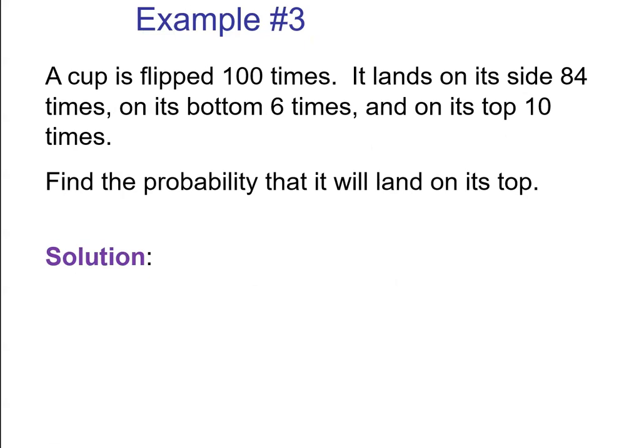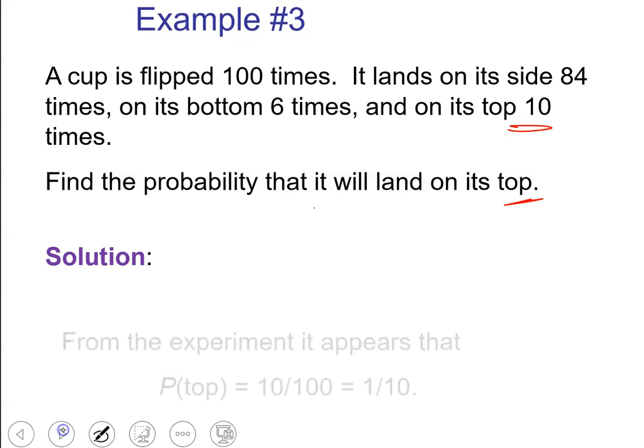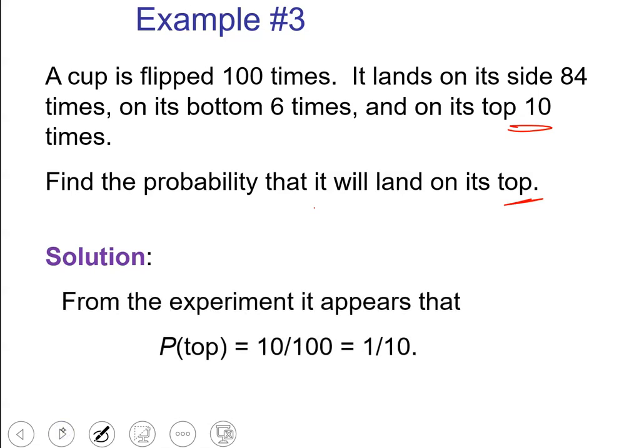So here we have a cup that is flipped 100 times. It lands on its side 84 times, bottom 6, and top 10. Find the probability that it is on the top. So again, the numerators are winners, so to speak. We're looking for how many? Well, that's 10 out of the total possibilities, which in our case is 100. So 10 out of 100, so 1/10, or if you'd like to put that as a percent or decimal, you're welcome to do so.